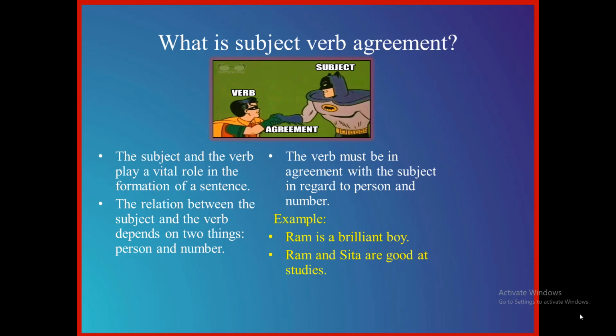Look into the next sentence. Ram and Sita are good at studies. Here we have two persons, Ram and Sita. Since it is more than one, here we are using the verb are. Since the subject is plural, we are using the plural verb here. So if the subject is singular, we have to use a singular verb. And if the subject is plural, then we are supposed to use the plural verb. Just a very simple basic rule of Concord.